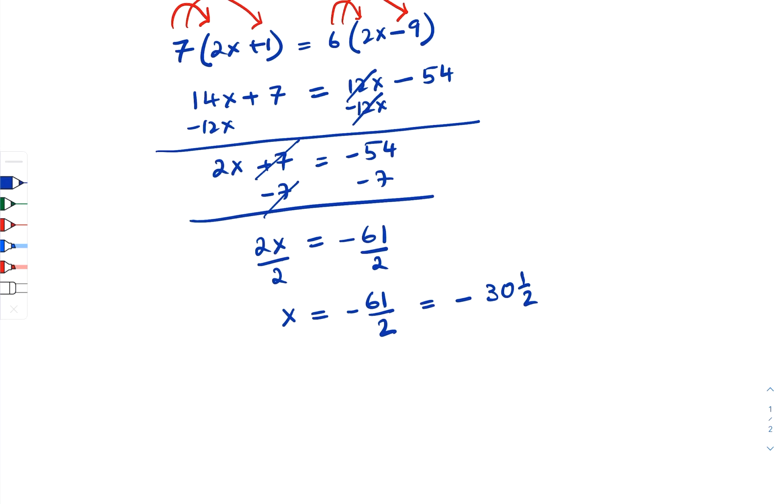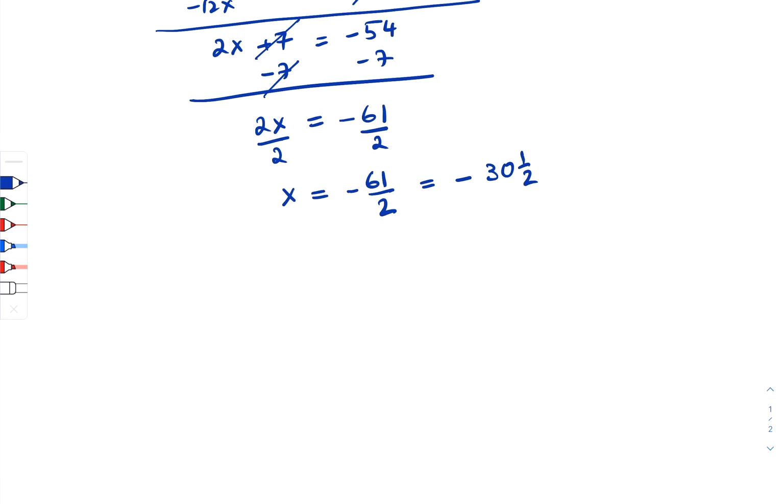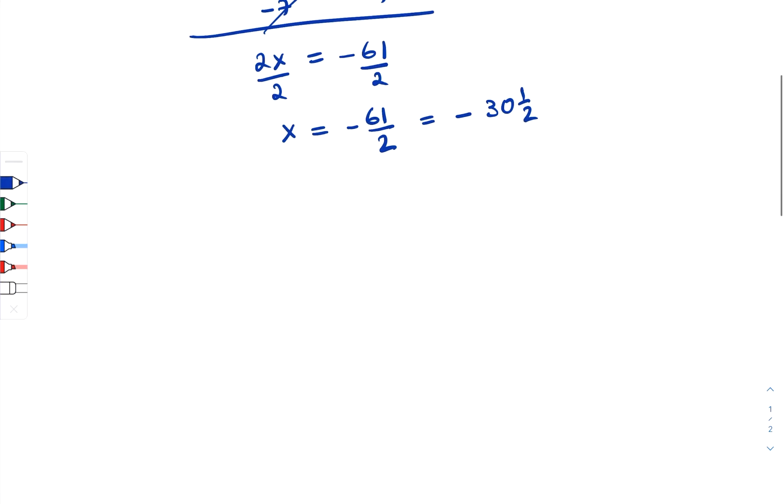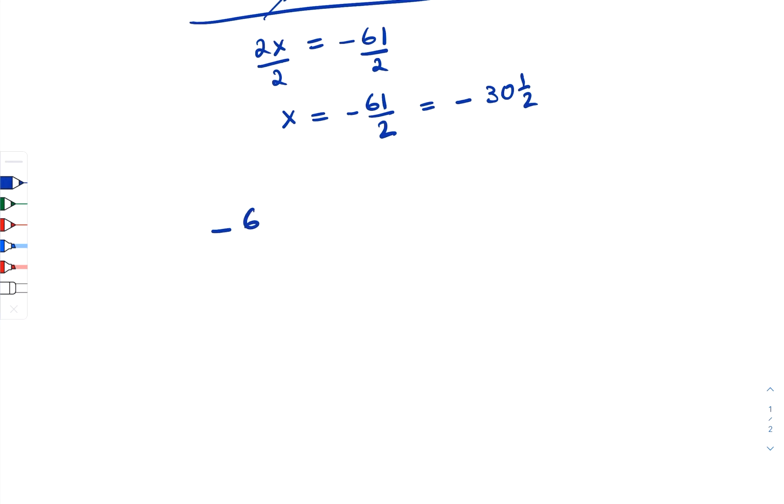Okay, let's take a look at another problem. So let's say I have negative 6 over 5 times y is equal to negative 18.